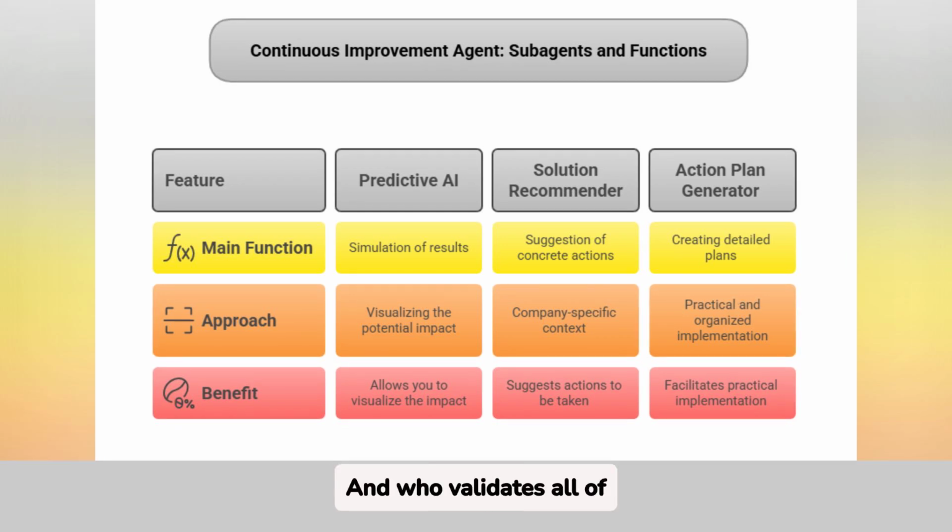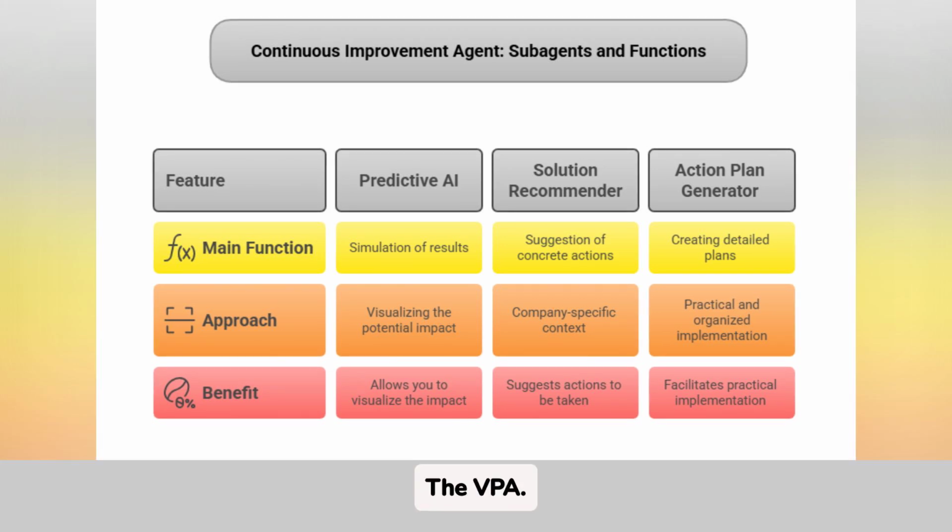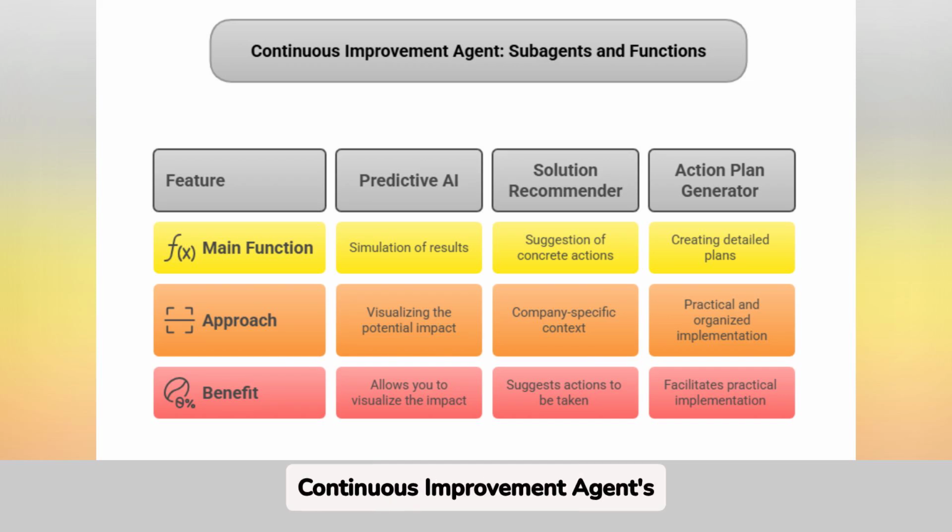And who validates all of this before it's released? Because a bad improvement can be expensive. The VPA, always. The prioritization and validation agent reviews the continuous improvement agent's proposals and decides whether to launch a pilot. Furthermore, the system isn't applied directly across the entire company. It's first tested in a controlled environment with clear metrics, analyzed, and then decided to scale it.